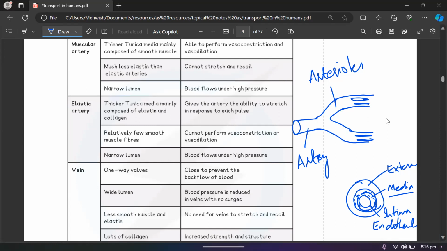So a muscular artery is basically an artery that has less elastin or elastic fibers, and they have more smooth muscles, and they have a narrow lumen in comparison. And they have the ability to constrict and dilate. Why? Because according to the pressure of the blood, or according to the condition, they can constrict and dilate.